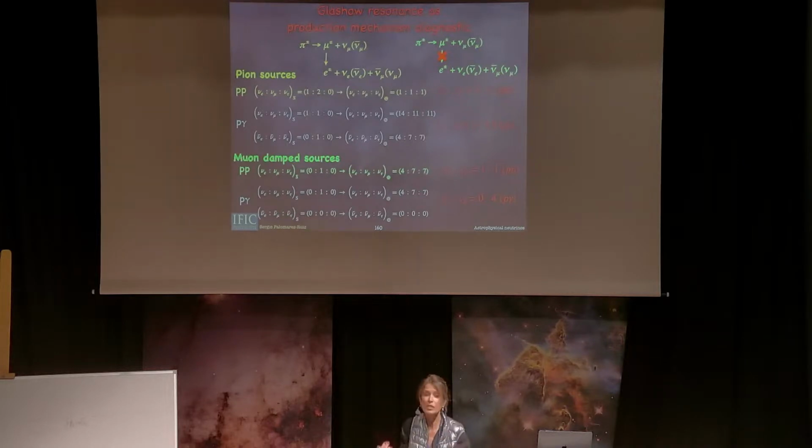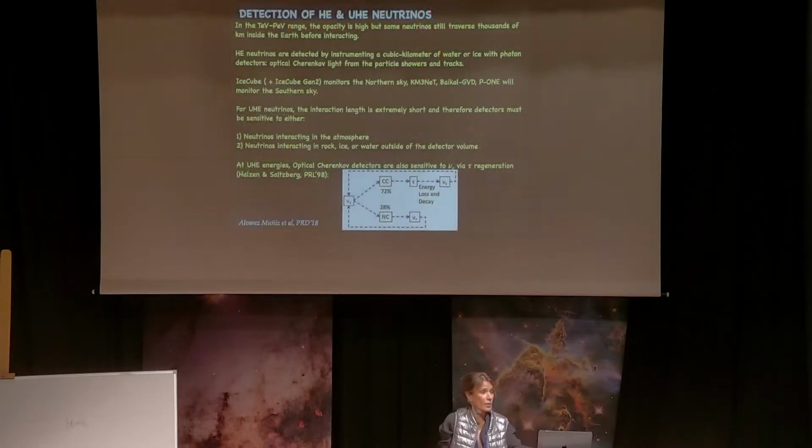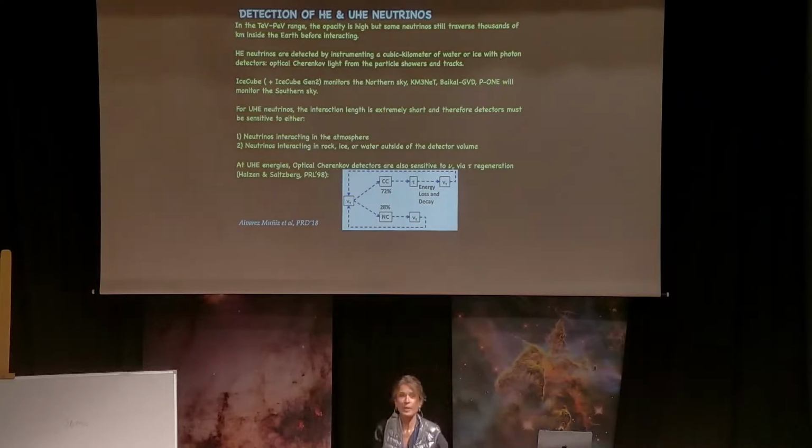So this is just to convince you that by measuring the flavor of neutrinos and also measuring the Glashow resonance, we can infer which mechanism is operating at the source, and discard some sources, okay? So, now, this is devoted to experimentalists, okay?